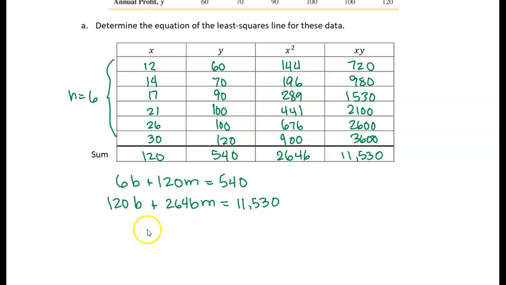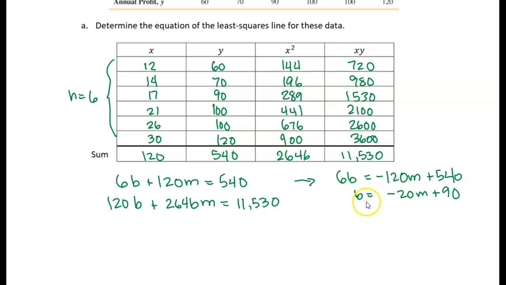Okay, so we need to solve that system of linear equations. And we could do it either by elimination or substitution. I think I'm going to do this by substitution. So I'm going to take this first equation and rearrange it. It looks like it would be pretty easy to solve for b. So I'm going to just solve for b. So I get 6b is equal to, I'm going to subtract 120m from both sides. And then I'm going to divide both sides by 6. All right, so I get b is equal to negative 20m plus 90.